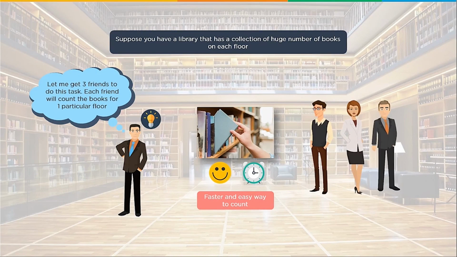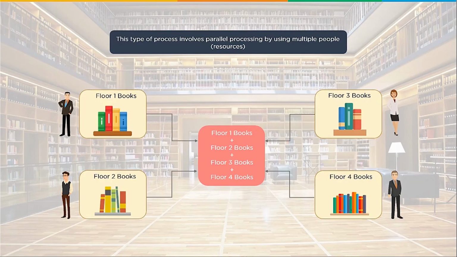You could think of asking three of your friends or three of your colleagues, and you could then say if each friend could count the books on every floor, then obviously that would make your work faster and easier to count the books on every floor. Now, this is what we mean by parallel processing.